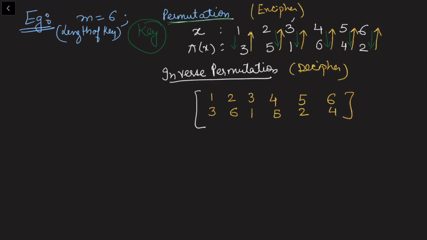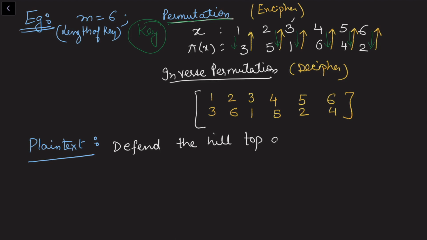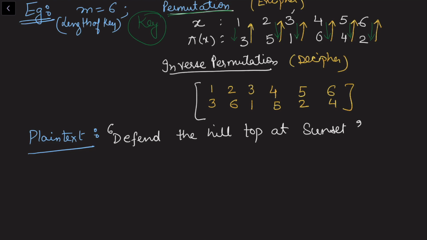Now let me consider some plain text to make this mapping very clear. The plain text given to us is "defend the hill top at sunset". So this is considered as plain text, and now let me write down the ciphertext. First let's divide this into blocks of the length of the key. Because the length of the key is 6, I need to consider 6 letters at one go, a block of 6 letters.